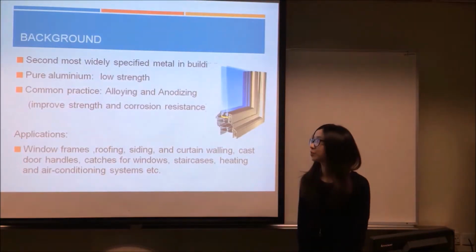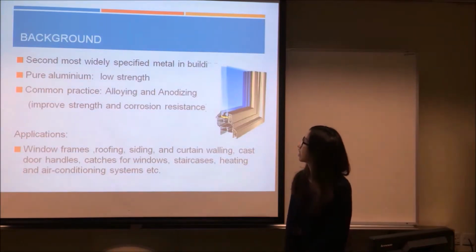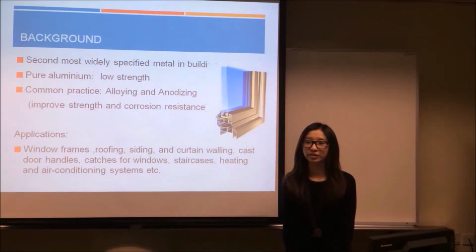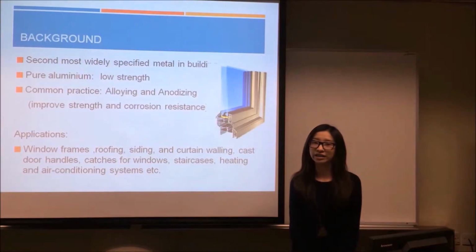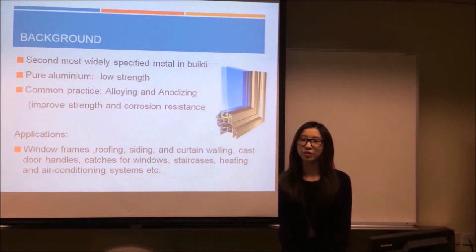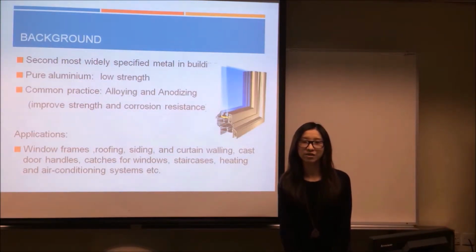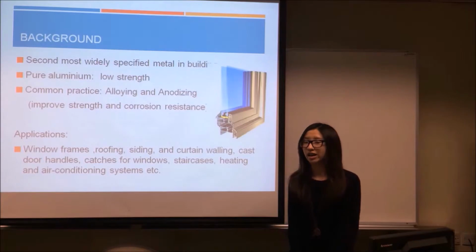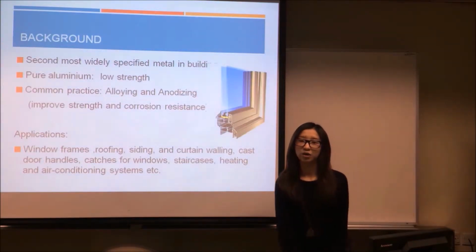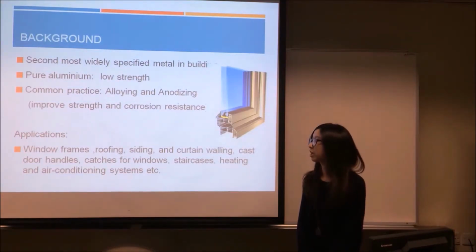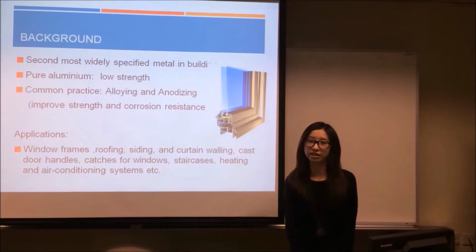Aluminium is the second most widely specified metal in building, and pure aluminium has a relatively low strength. So in the construction industry, aluminium is usually alloyed and anodized before use to improve its strength and corrosion resistance. Architectural and construction projects often incorporate these strengthened materials into their external structures, as they are capable of withstanding all types of weather. The major applications of aluminium are window frames, roofing, siding, and curtain walling, etc.